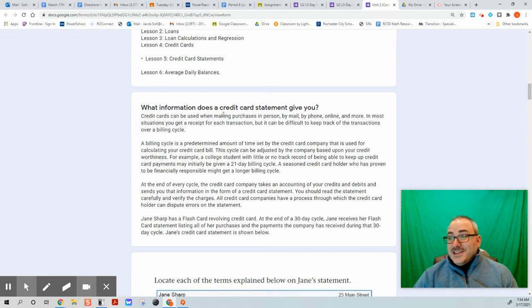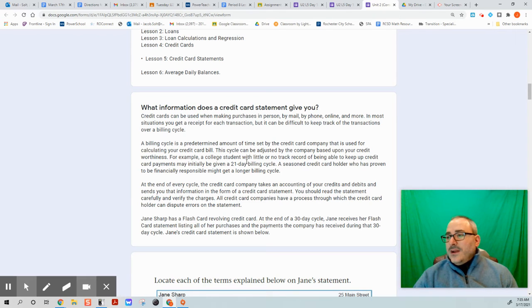What information does a credit card statement give you? Credit cards can be used when making purchases in person, by mail, by phone, online, and more. In most situations, you get a receipt for each transaction, but it can be difficult to keep track of the transactions over a billing cycle. A billing cycle is a predetermined amount of time set by the credit card company that is used for calculating your credit card bill. This cycle can be adjusted by the company based upon your credit worthiness.